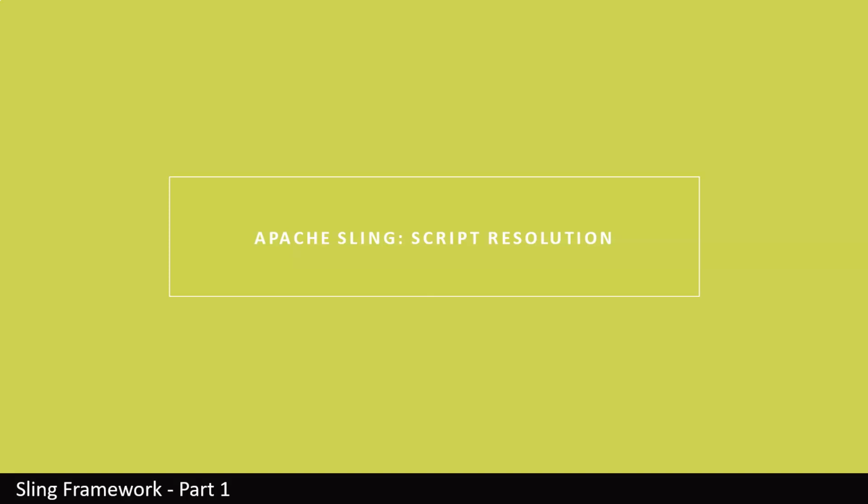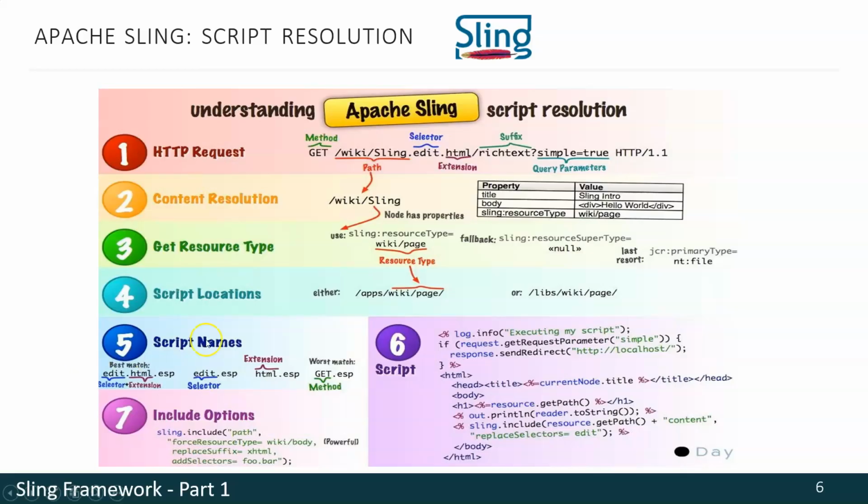Now, let's take a look at Apache Sling script resolution. Suppose we have the following URL. The path here is wiki/sling and it determines the content location. Sling will send a request to the repository to find a node at that path, because a node has the Sling resource type property. Sling will use it to search further for a suitable script. If such a property is missing, Sling will use the resource super type or JCR primary type properties.